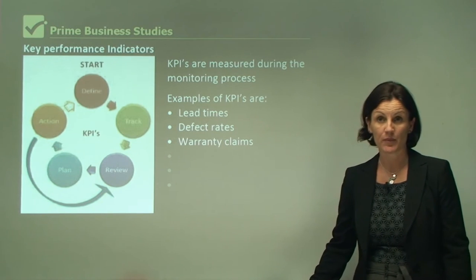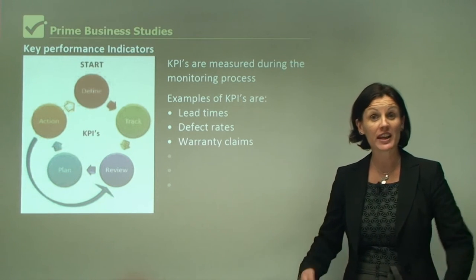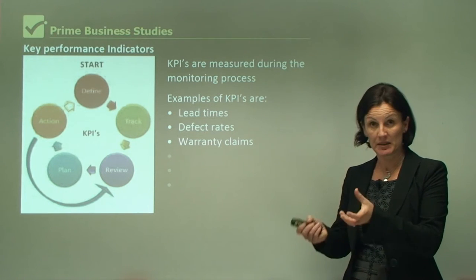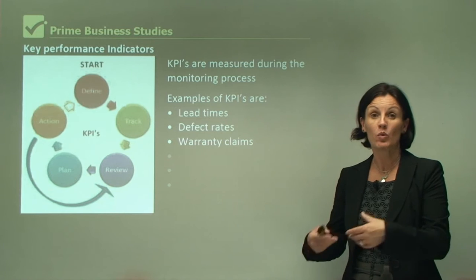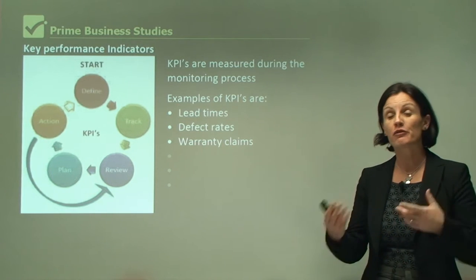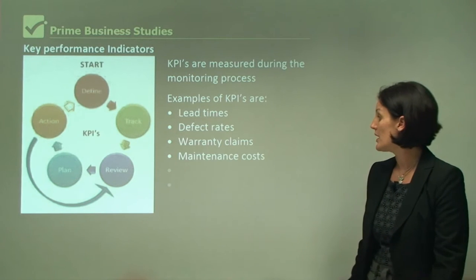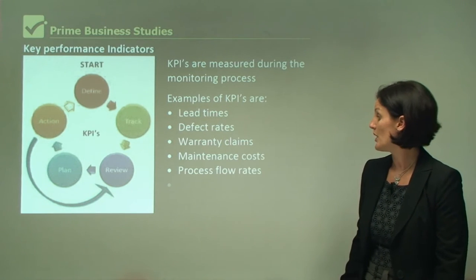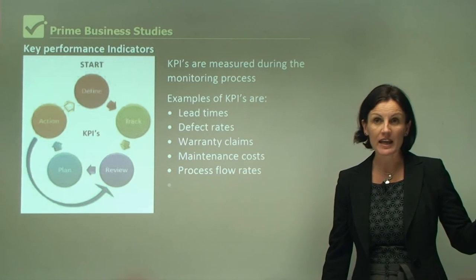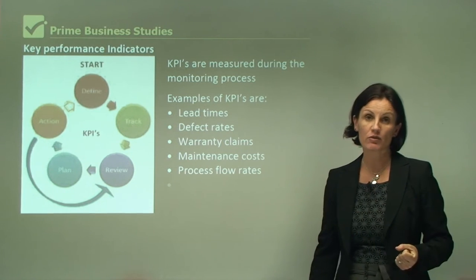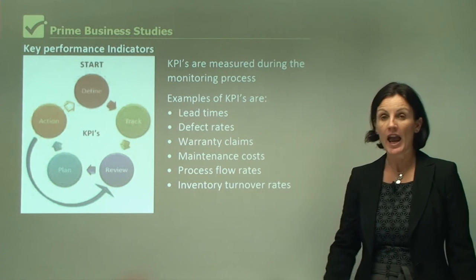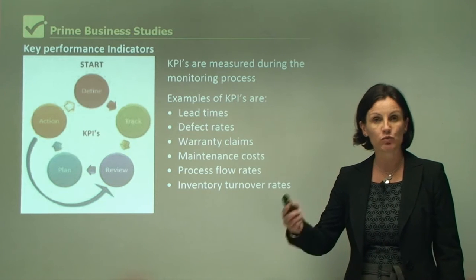Warranty claims. Often when a person buys a product, they get a warranty or a guarantee for that product. Now, if a person has a problem with their product, they'll make a warranty claim, which means they'll send the product back to the manufacturer for a new or amended product. Maintenance costs, process flow rates, which means how long does it take to produce the product through the operations process, and inventory turnover rates. How quickly are we using our raw materials?